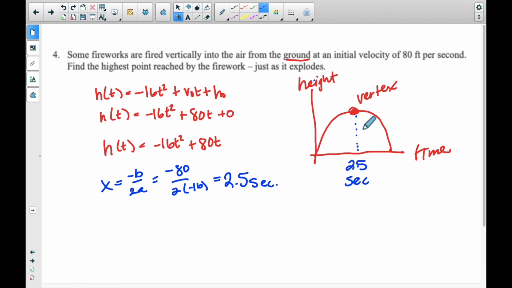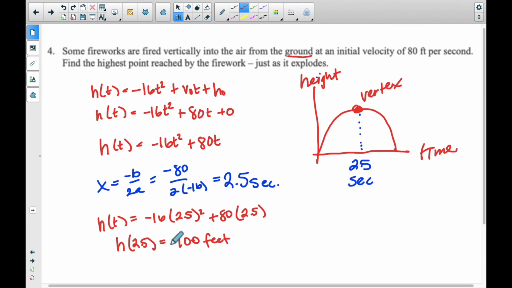How do I do that? Well, I'm going to take that 2.5 and plug it into my equation. I'm going to plug it in for this t and this t. I'm going to go to my calculator and see what I get. And when I plug it in, I get 100 feet.